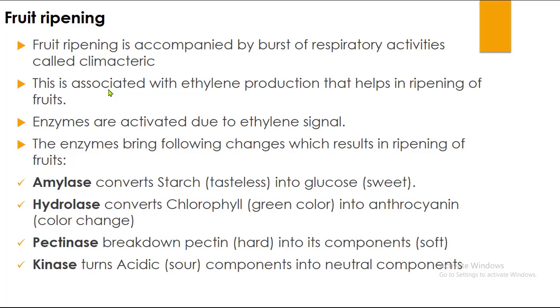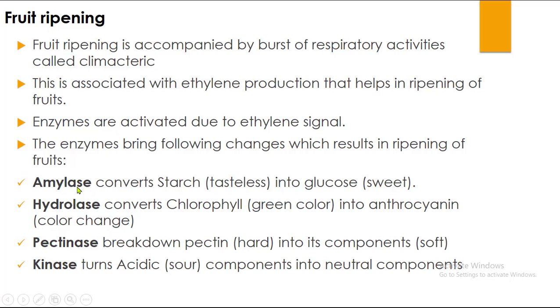Students, you already have an idea about plant hormones. Ethylene is one of the hormones responsible for fruit ripening. So what happens when ethylene is produced? That is a signal, and it activates different enzymes in the plant, which help in the ripening of the fruits. Following is the list of enzymes which are involved in fruit ripening.